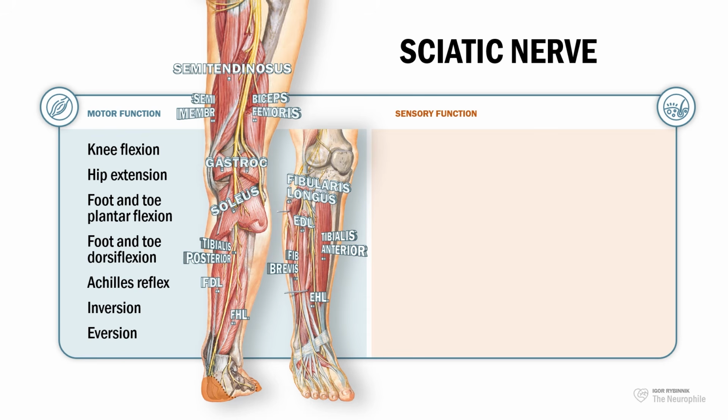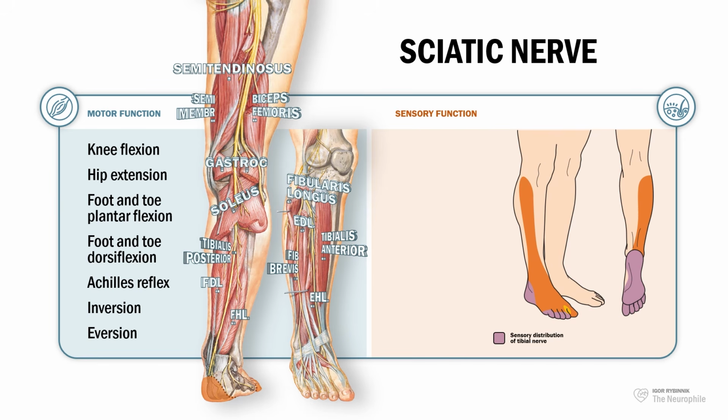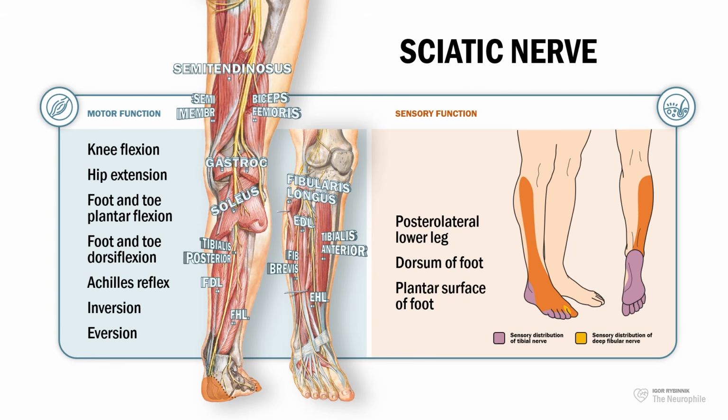What's the sensory distribution? The largest sensory territory in the lower leg, covering the posterolateral lower leg and most of the dorsum of the foot, is supplied by the superficial fibular nerve. The tibial nerve handles the sole of the foot and the heel. And the deep fibular nerve supplies the web space between the first two toes.